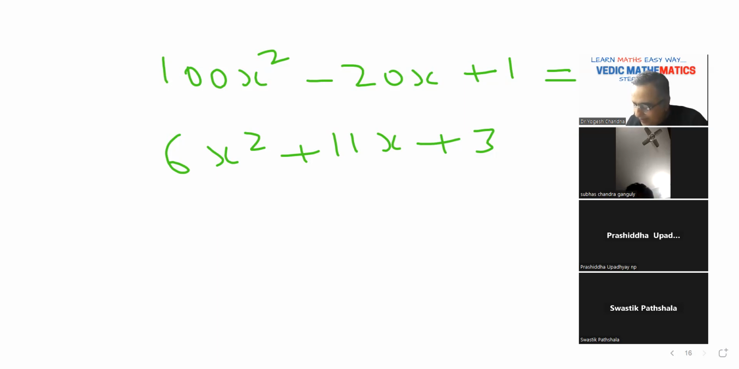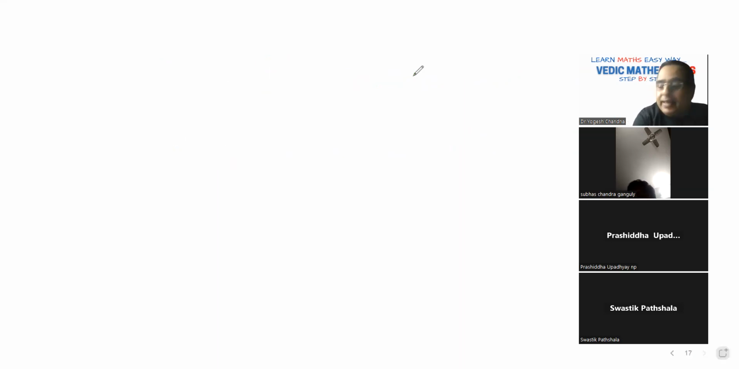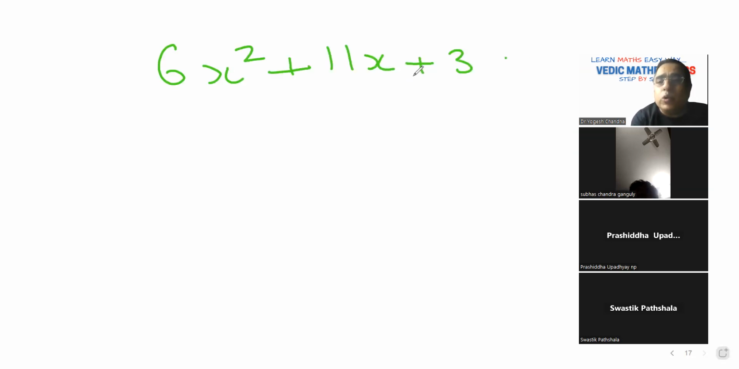9 and 2. How? 9 and 2. Yes, 3. Mr. Ganguly, I think you are missing something. I'll repeat this question. I'll do it completely. 6x square plus 11x plus 3. This is for all those who joined later.